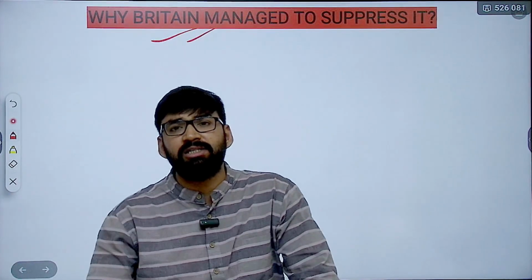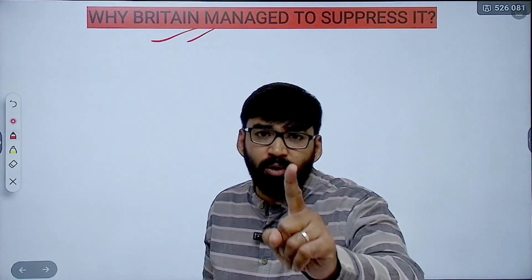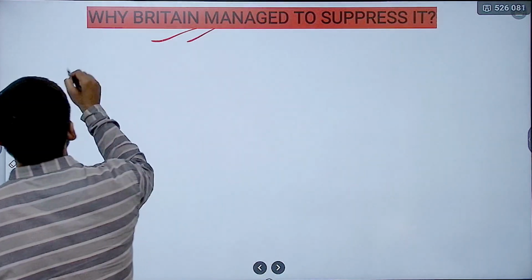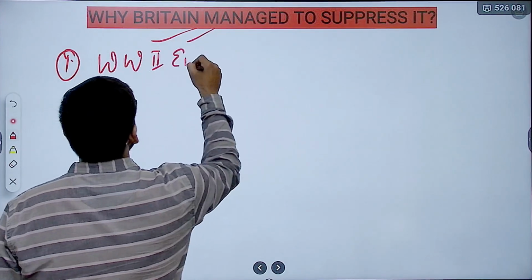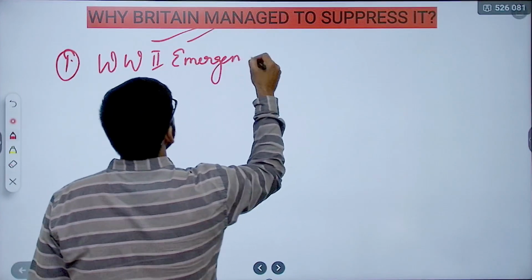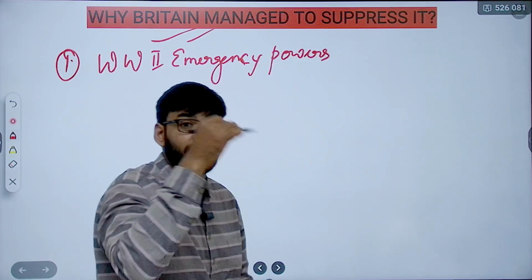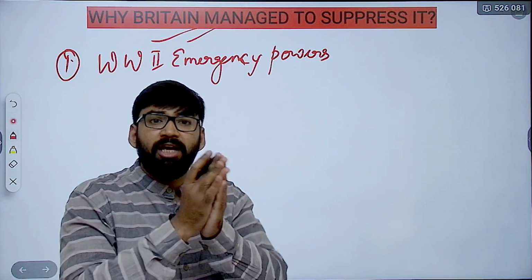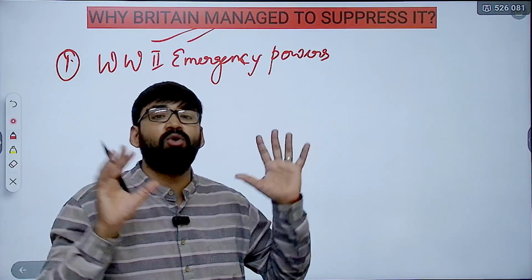In what way did Britain suppress it, why were they successful? The first important point here is Second World War emergency powers. What did Britain have? World War II emergency powers. This is how you have to write in the mains examination. Wartime control gave Britain tools to repress brutally because it was wartime.